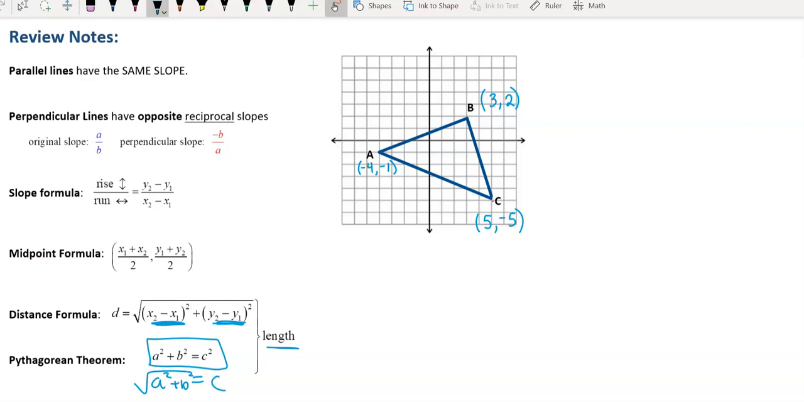When we're using graphs like the triangle that's next to this, using the Pythagorean theorem is probably going to be the easiest thing for you to use. But you're welcome to use the distance formula anytime you have two ordered pairs. Okay, so pause the video, jot all those notes down.